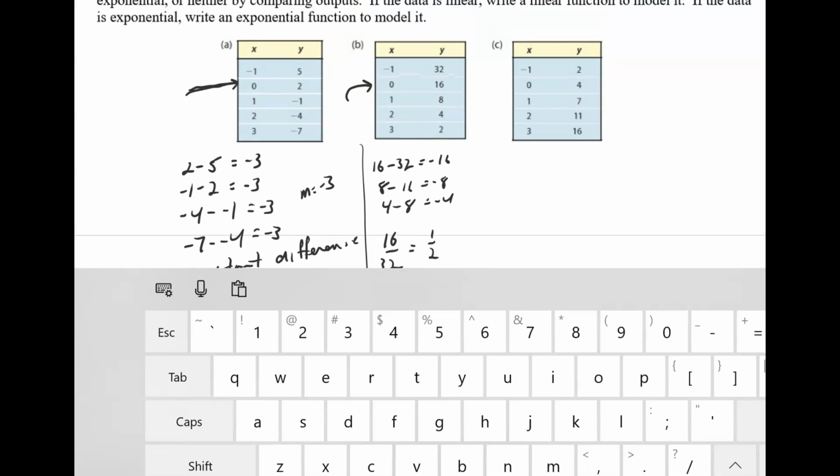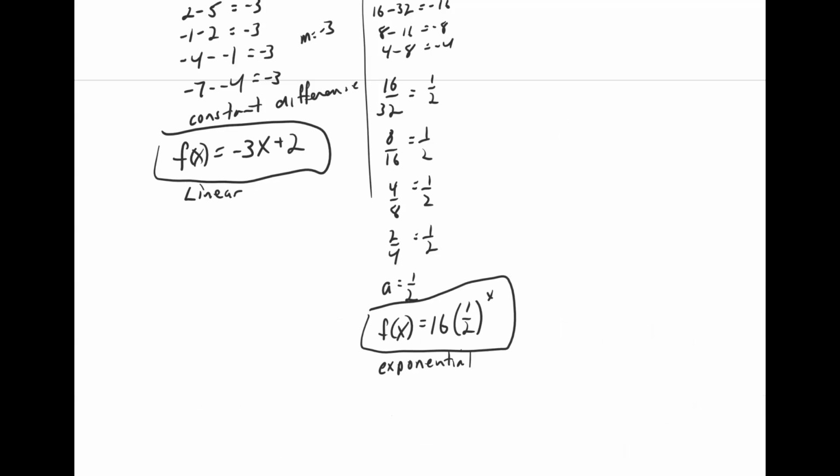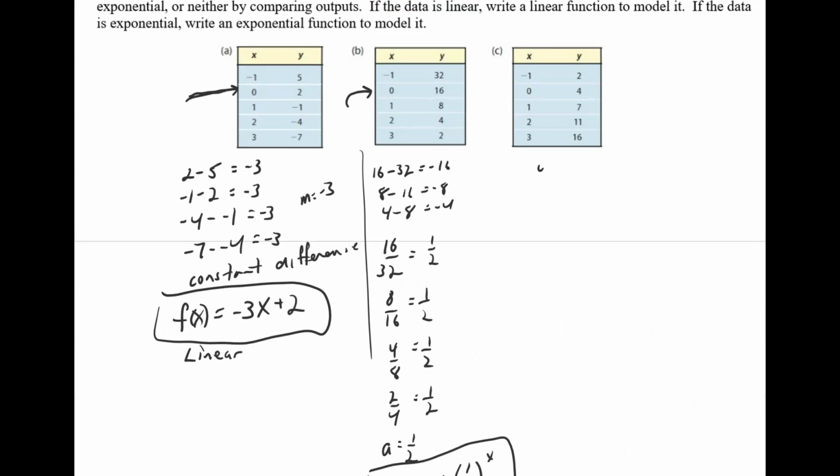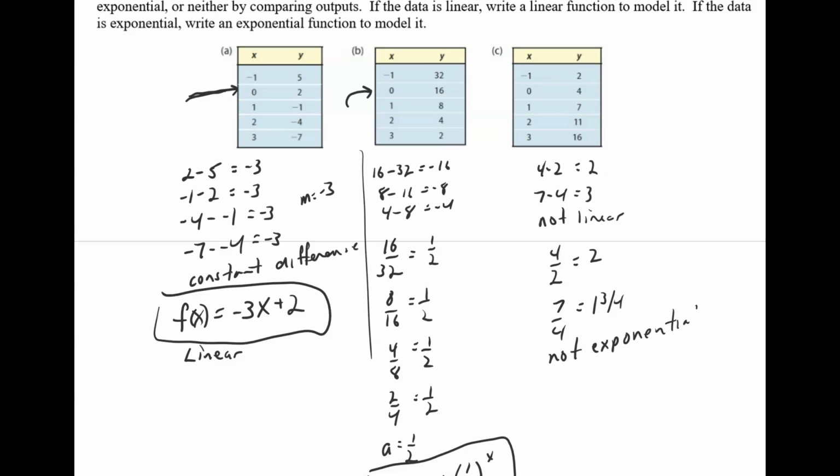Let's look at the next one. So let's first look at the differences. So we would go 4 minus 2, 7 minus 4, and they're already different, right? So it's not linear. Then we try the ratios. We go 4 divided by 2, 7 divided by 4. This is 2, and this doesn't reduce at all. Well, you could call it 1 3/4. So these are different, so it's not exponential. And so we can't really write an equation for this, so just say neither.